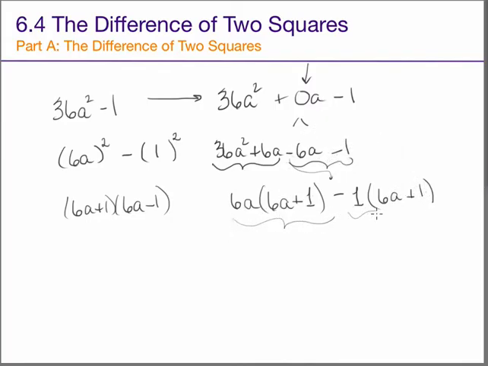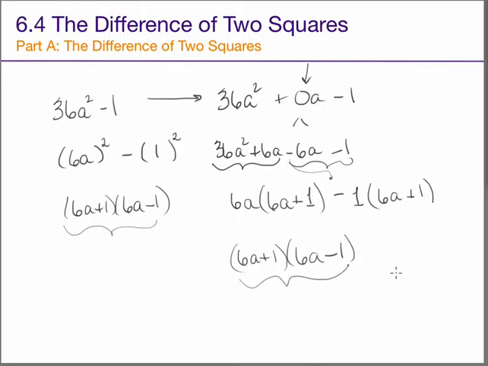What's common here? 6a plus 1. And what's left over? 6a minus 1. 6a plus 1, 6a minus 1. Same thing. It doesn't matter which of these approaches you use. If you're ready for this and you can see it easily, that's great. This is enough to show your work.